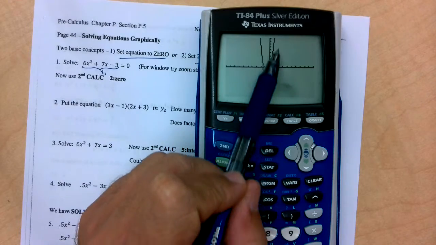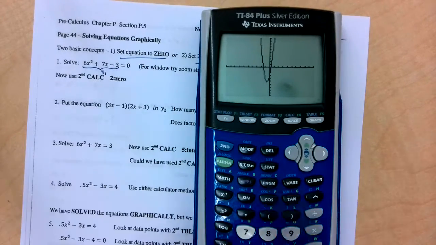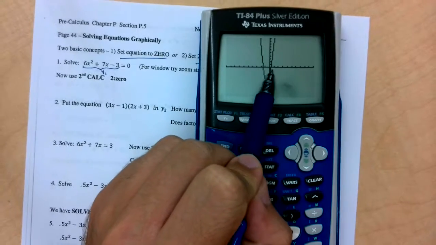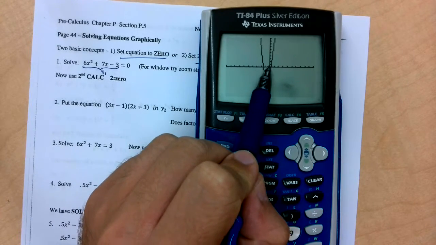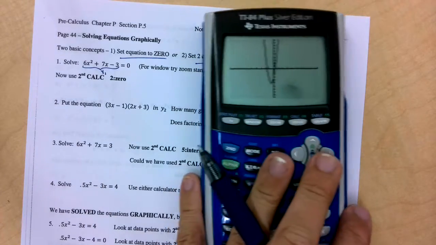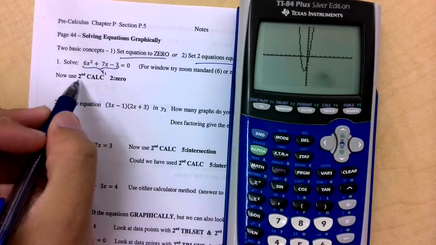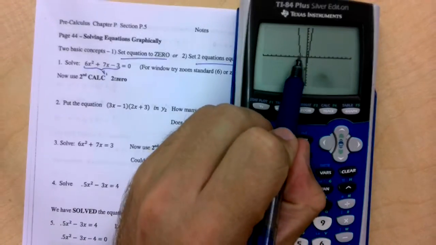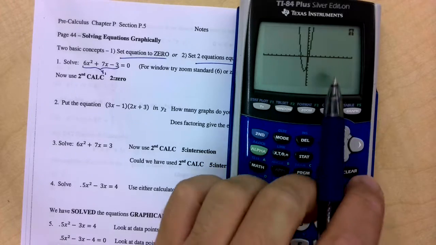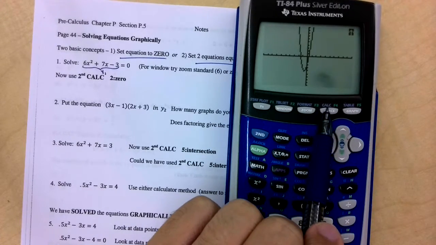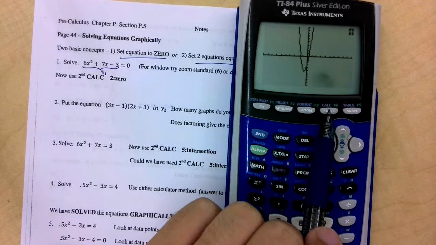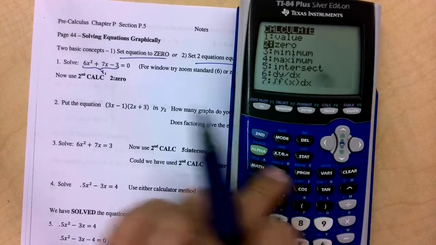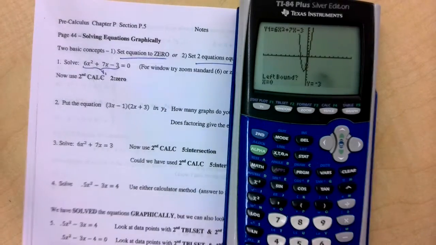So we see a parabola here. We should be expecting that with our x squared. And zeros on a graph happen where it crosses the x-axis. So we're going to want to find both of these. That is what we get to use second calc 0 for. So there's one right here. If I go to second calc, I have to hit second because the calc letters are blue on mine, probably yellow on yours. And then we'll hit trace. Option 2 is for 0, what we want to find.